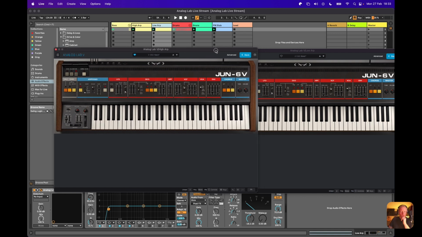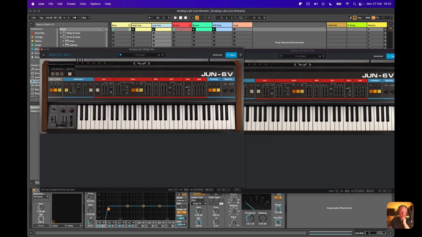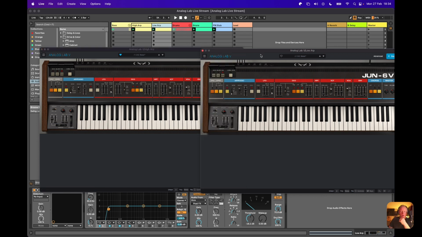So what I've done here on the high ARP is that I've actually taken out the sub oscillator and completely switched it off. On the low ARP, I've got that in, and I'm going for a much thicker sound. And what I've got going on here is a very, very simple arpeggio with just one octave, and the rate is at 16th notes on both. So again, I could actually do some really interesting variations here.